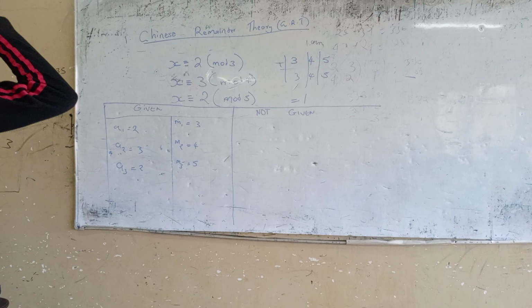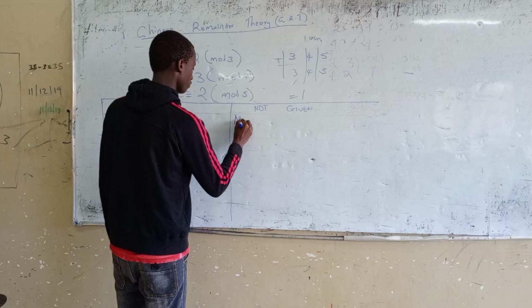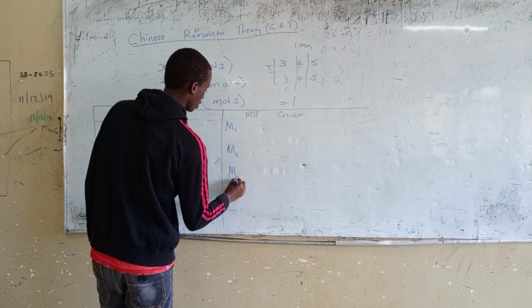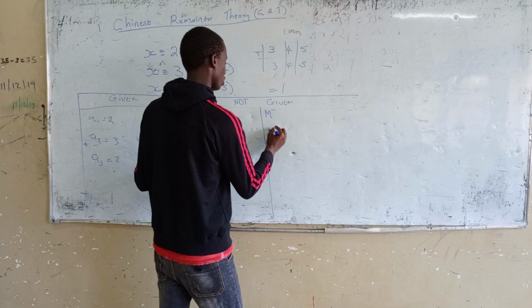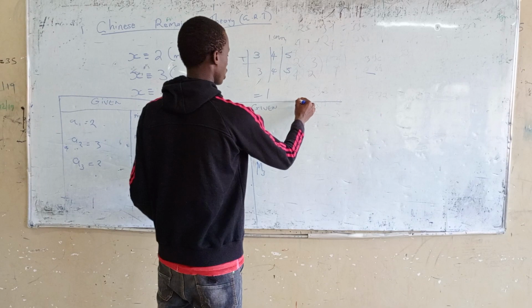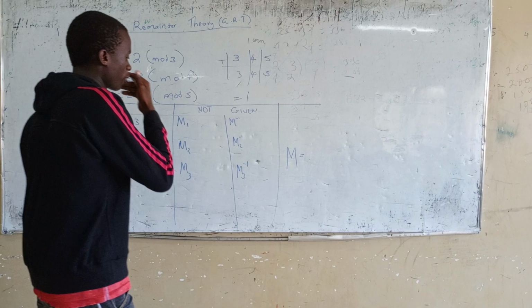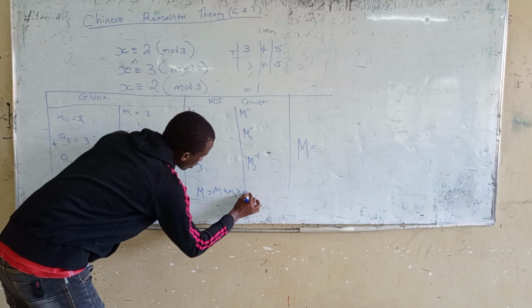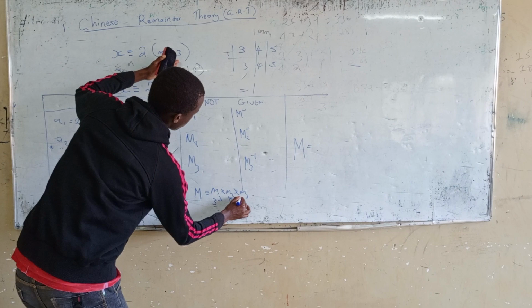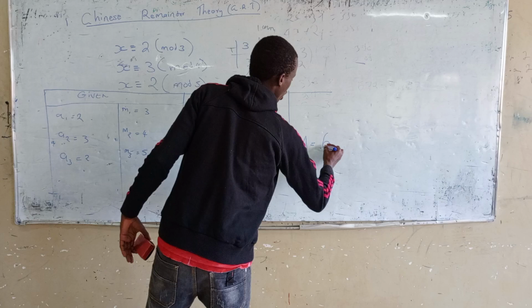So the things that we don't have when we write our general formula are the big M1, M2, M3. At the same time, we don't have the M1 inverse, M2 inverse, M3 inverse. And then we need to find M. We said earlier that M is equal to m1 times m2 times m3. So 3 times 4 times 5 gives you 60. So capital M is 60, modulo 60.